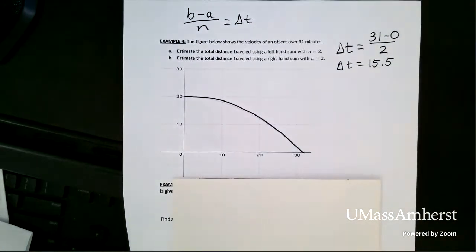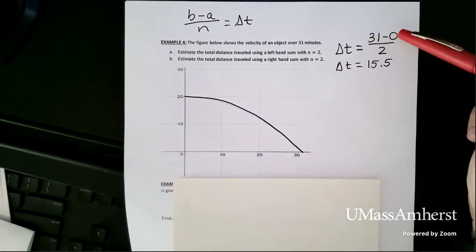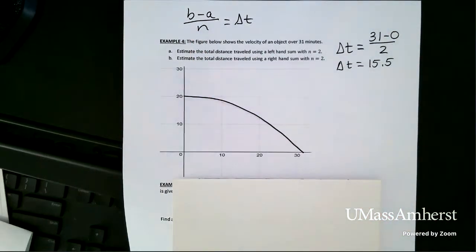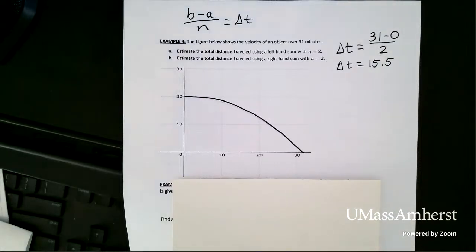So first we start by determining our delta t. We can use our two endpoints, which are 31 and 0, b minus a, and divide by the number of rectangles, and that will tell us what we have to count by to fit those in. So that gives us delta t equals 15.5.